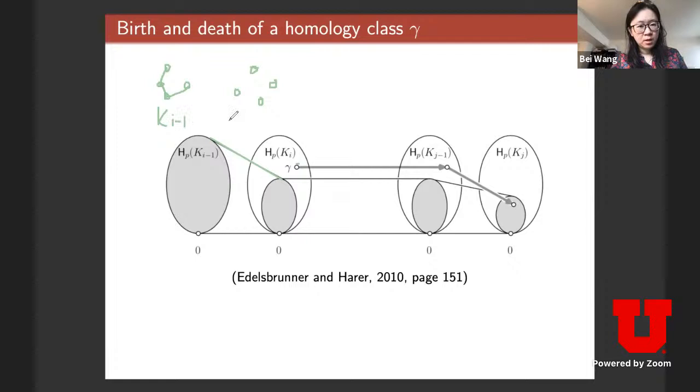At k_i, this is where the last edge shows up. So this is k_{i-1}, and then at k_i, the new edge that shows up is the last one I just drew. The moment I go from k_{i-1} to k_i, there's a birth event. And for that birth event, let's say my p is equal to one, so I'm looking at tunnels. At this event, there is a tunnel that is born, and this gamma is this tunnel. So this gamma corresponds to the birth event of a particular tunnel, okay?